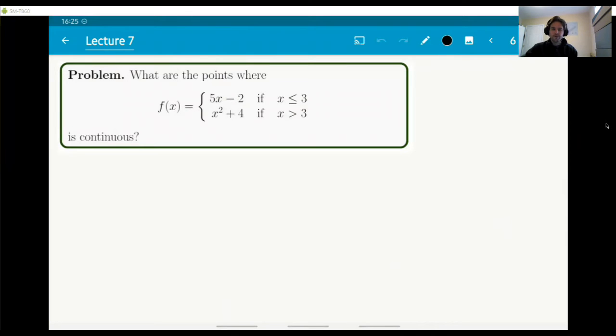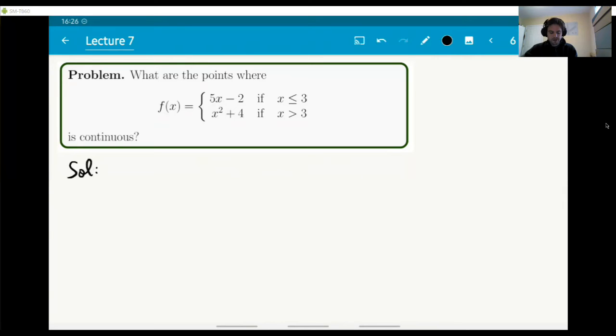So now I'm going to give you 4 very similar problems. Again, just intended to make us really understand what continuity means. With a piecewise function this time. Here's the first problem. What are the points where this function is continuous?